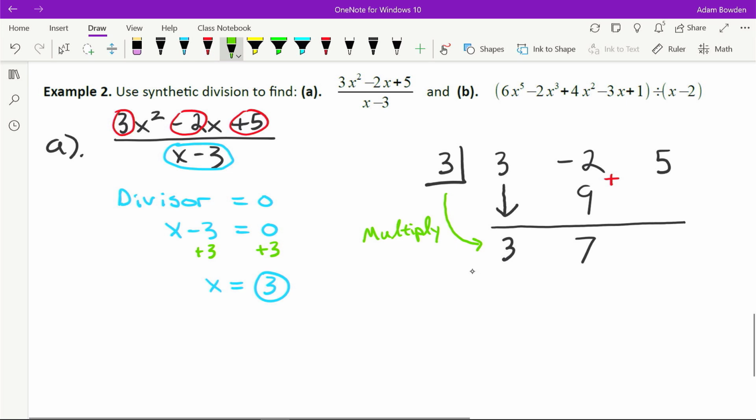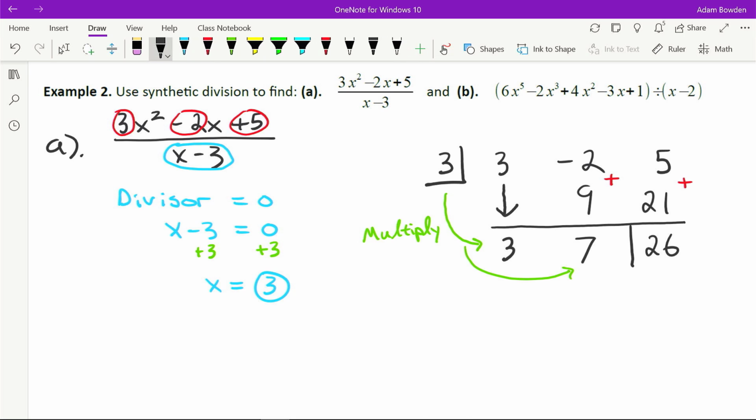Then what we're going to do is multiply again to the 7. So if we do 7 times 3, we'll get 21. And we add the 21 and the 5 to get 26. And that's where we stop, because we don't have any other numbers past the 5 up above. So we have a 3, a 7, and a 26.